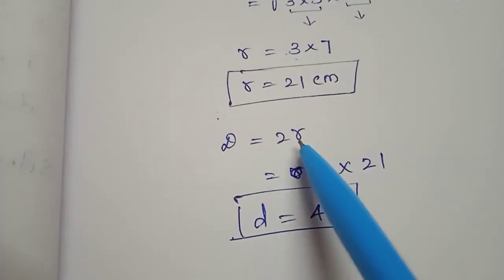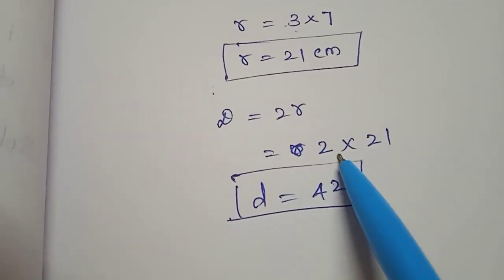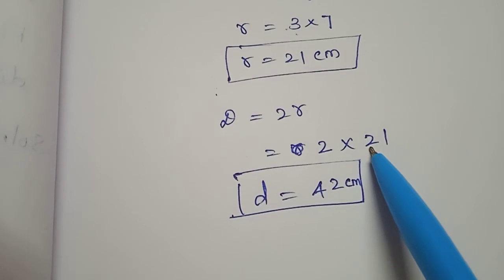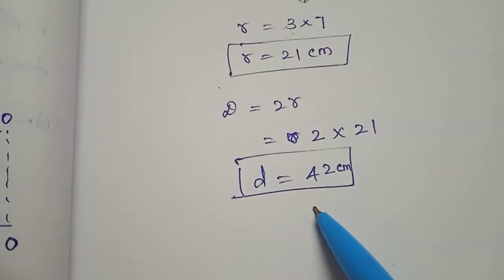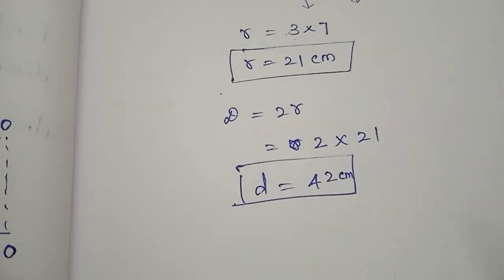Now diameter is 2 times r, which is equal to 2 into the r value 21. So diameter equals 42 centimeter. These are the values they have asked us to find. We have found them out.